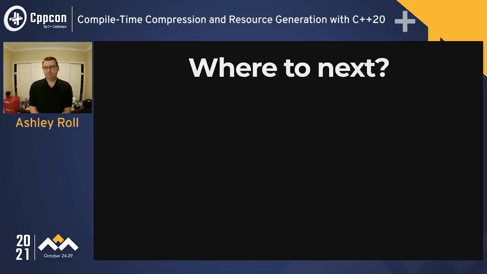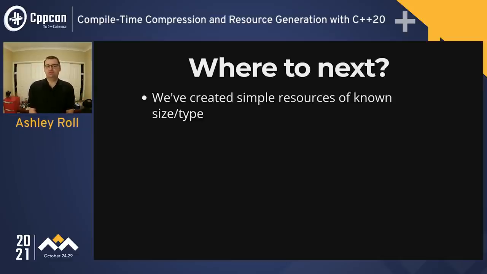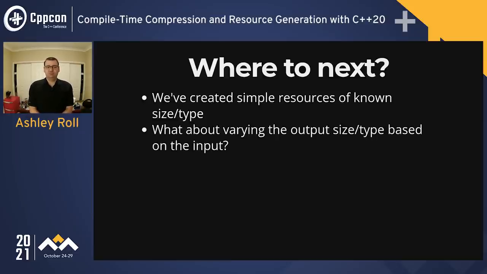Where to next? So we've created some simple resources of known size and type, and that's the interesting point here. We knew when we started that our configuration registers were a particular size, or we created a function that takes a float and returns a float. So what about varying the output size or type based on the input data?